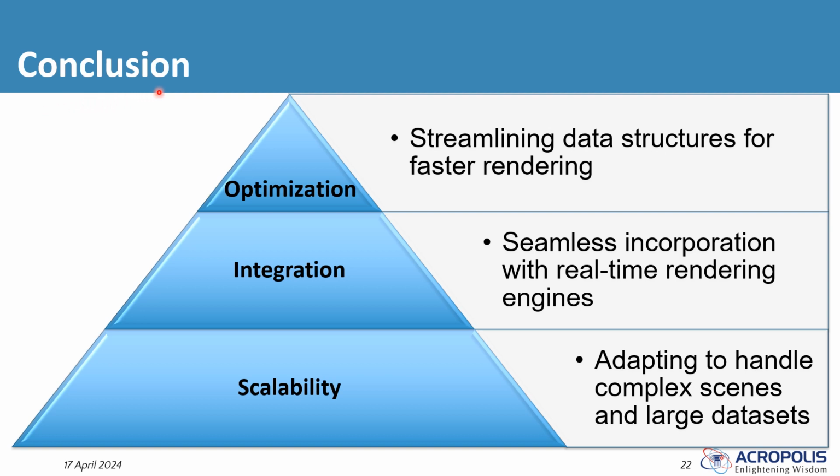Now the conclusion, what we have studied till now in this PPT. First is optimization: streamlining data structure for fast rendering. In this we can use graph and tree data structure. Integration: seamless cooperation with real-time rendering engines. Scalability: highly scalable, adapting to handle complex scenes and large data sets. We can scan large and complex data sets, and we can also represent them with the help of tree and graph data structure.